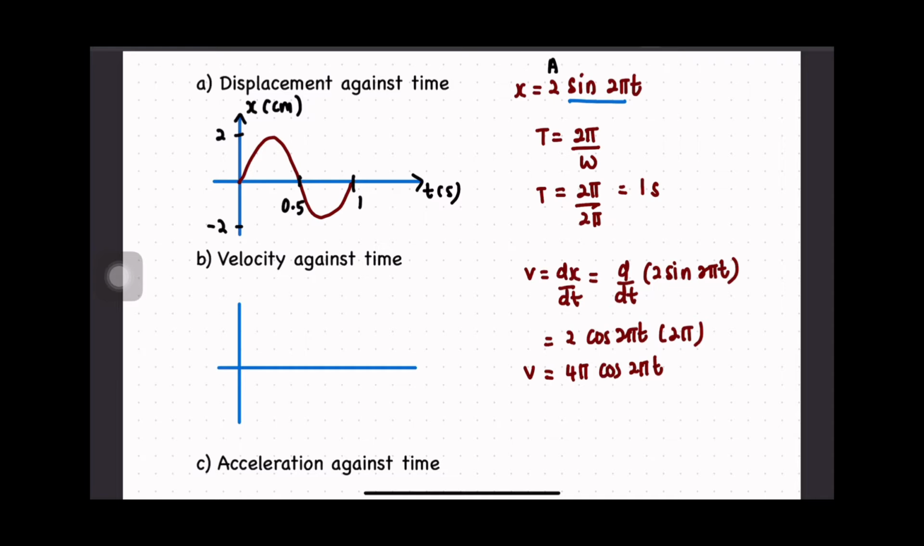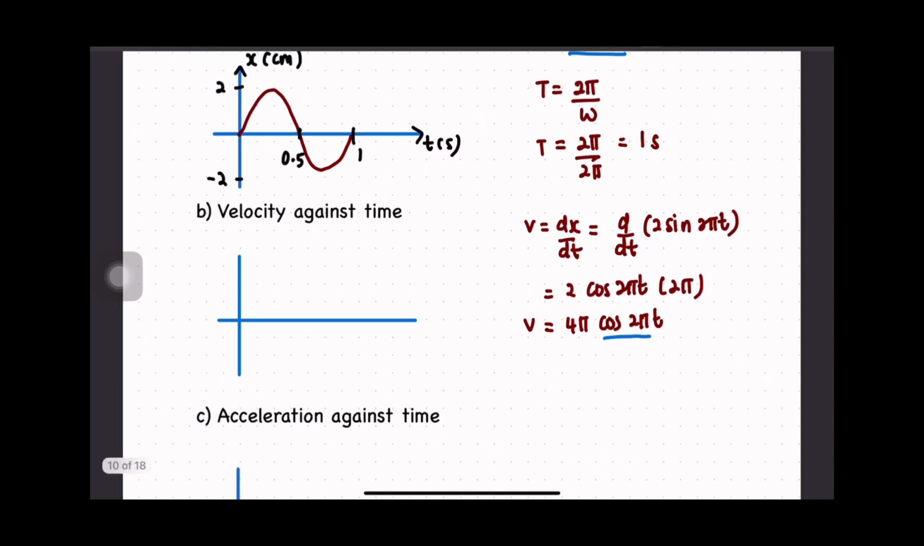So velocity comes from the cos graph, so you have to draw a cos graph because the cos graph is positive. So it comes from the positive side. Okay, one complete cycle is 1 and the half is 0.5, t in second. And then v is in cm s negative 1. Just follow, this is 4 pi and negative 4 pi.